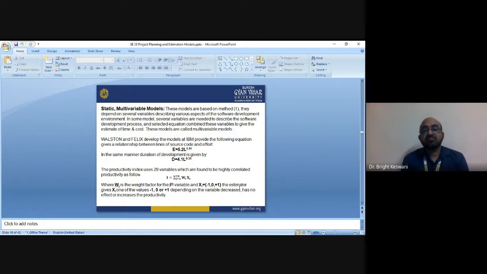In the same manner, duration of development is given by the next equation, that is D = 4.1 L^0.36. The productivity index uses 29 variables which are found to be highly correlated with productivity, like I = summation from i=1 to 29 of Wi Xi, where Wi is the weight factor for the ith variable, and Xi is -1, 0, or +1. The estimator gives Xi one of the values -1, 0, or +1, depending on whether the variable increases, has no effect on, or decreases the productivity.